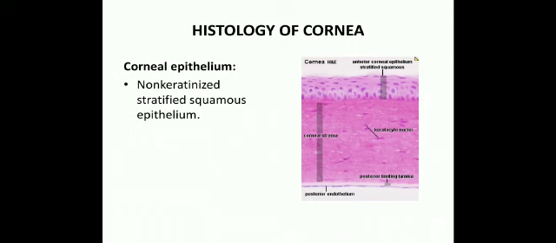The cells in the deepest layer of the epithelium are columnar. In the middle layers they are polygonal and in the superficial layers they are flattened. So, the cells are arranged regularly.